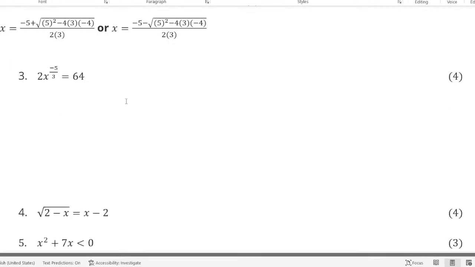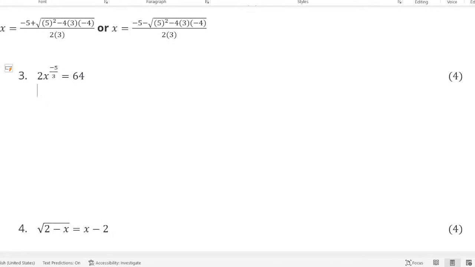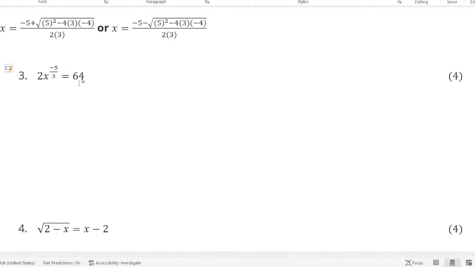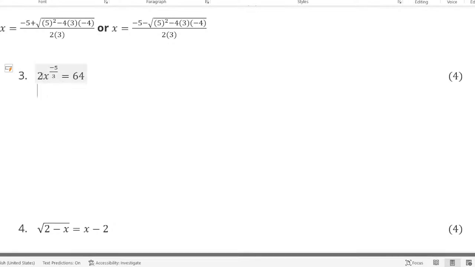As you have noticed, number 4 is an exponential equation. So here we have 2x to the power negative 5 over 3 is equal to 64. When you're solving an exponential equation, you must make sure that everything is in exponential form. So remember, we have this coefficient. First things first, we have to remove this coefficient, right?